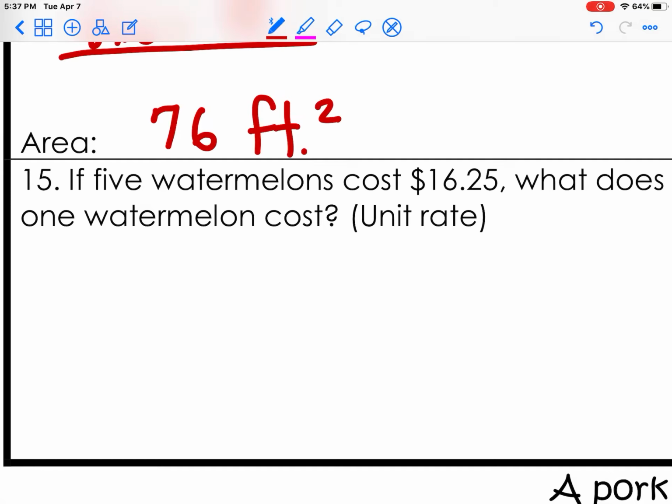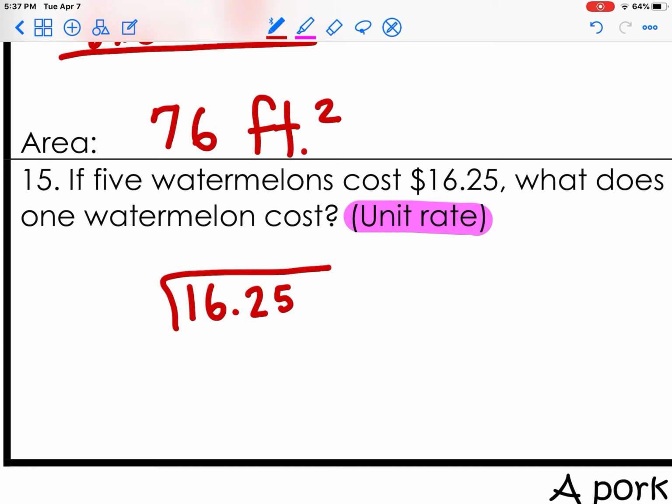We're looking for what's called the unit rate. How much is it for one? When you're buying stuff and you want to know how much each one costs, you take the money, in this case $16.25, and you divide it by how many things you're buying. In this case, it's 5 watermelons, and that's going to give you your unit rate.